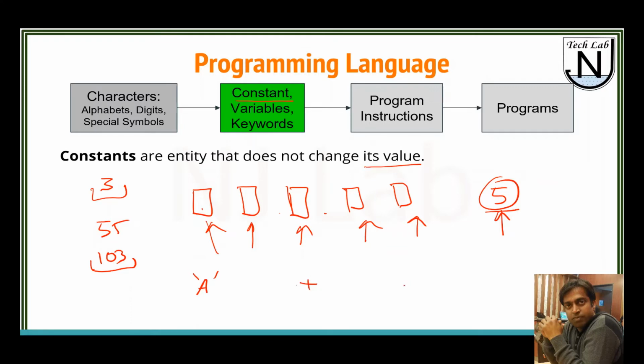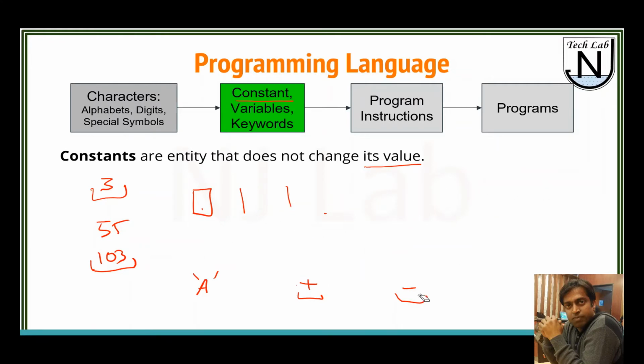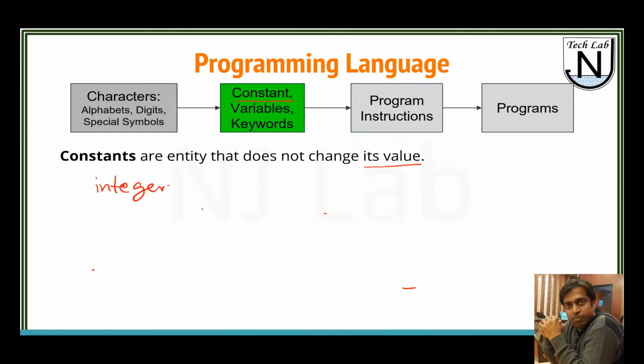Plus is constant, minus is constant, because the meaning of plus and minus remains the same. We cannot change the meaning. So these quantities are known as constants, which do not change their value or their meaning. We have categorized the constants into three categories. One is known as integer, another is real number, third is character.